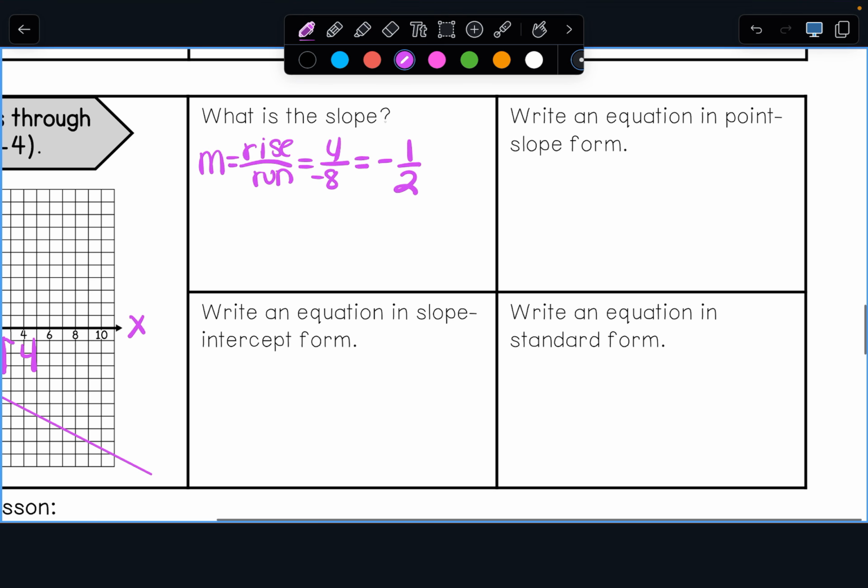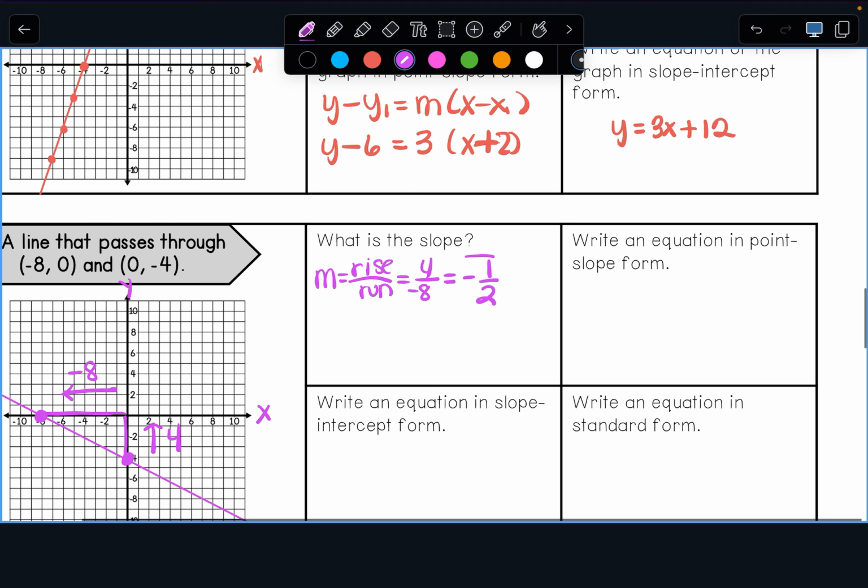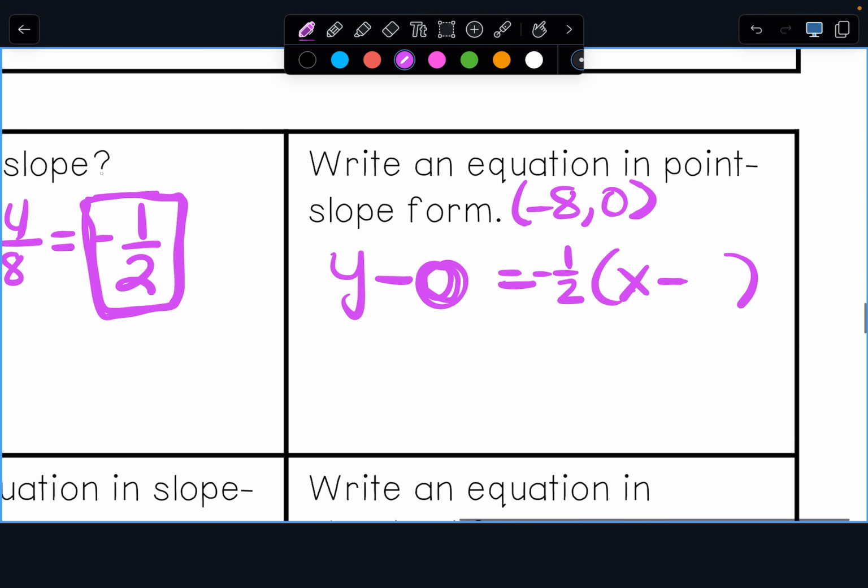Write an equation in point slope form. If we need an equation in point slope form, we have the slope. Which point do you want to use? Let's use -8, 0. So we get y minus 0 equals negative 1/2 times x plus 8, minus x1. Plus 8. Yes.